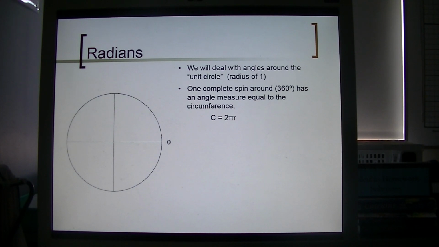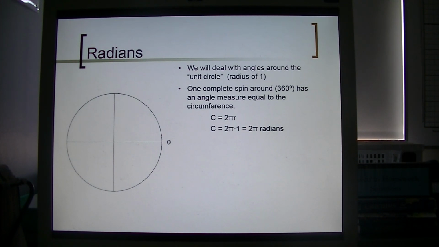But what is the radius for this circle? It's 1, because we're calling this circle our unit circle. So our circumference is 2 pi times 1. Going all the way around is an angle that is equal to 2 pi radians.